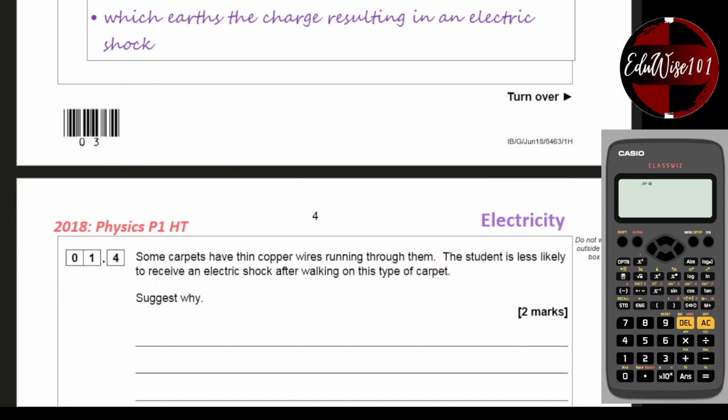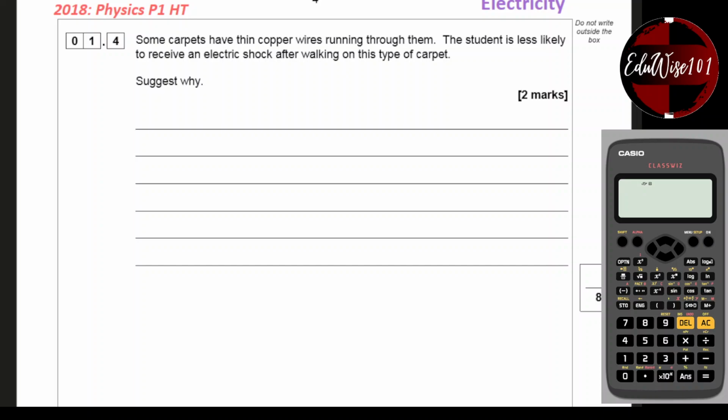Question 1.4. Some carpets have thin copper wires running through them. The student is less likely to receive an electric shock after walking on this type of carpet. Suggest why. Now, if there are thin copper wires in the carpet, then that becomes a conductor. So it will stop the student from building up a charge, because as soon as electrons are removed from the carpet, they will simply get transferred back, because the carpet is partly a conductor. So here's the answer.